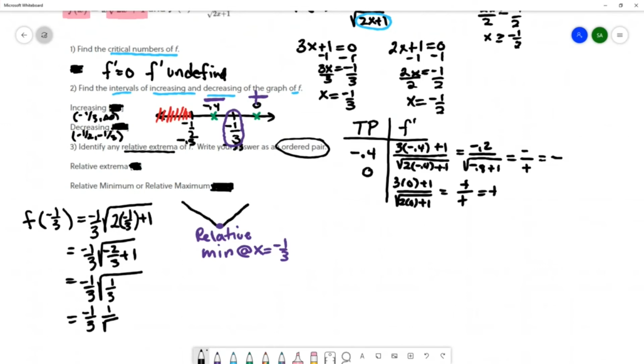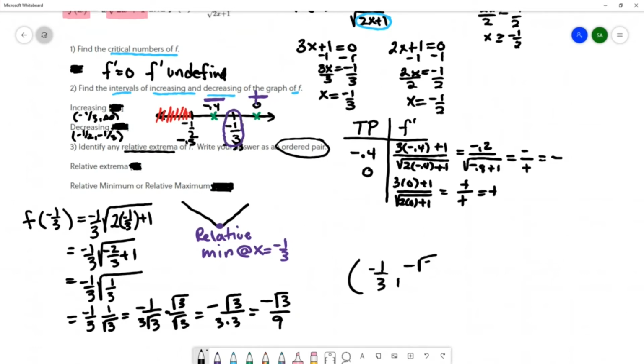You can leave that square root over the 3 in the denominator, so we have negative 1 over 3 square root of 3. We could rationalize this as well by multiplying by square root of 3 over square root of 3. So that's negative square root of 3 over 3 times 3, and that's negative square root of 3 over 9. So the ordered pair negative 1/3, negative square root of 3 over 9 is the relative minimum for our function f.